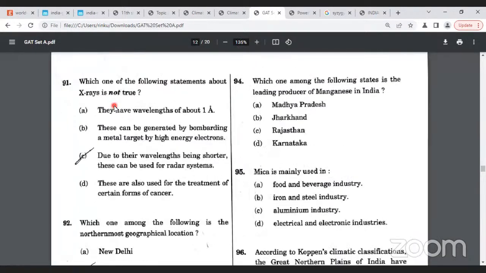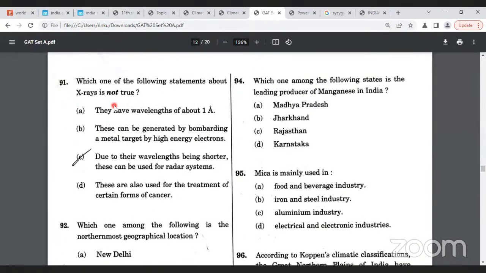Which one of the following states is the leading producer of manganese in India? Madhya Pradesh. This is once again a statistical question. You need to know the answer to that. Question 94, the answer should be A, Madhya Pradesh.